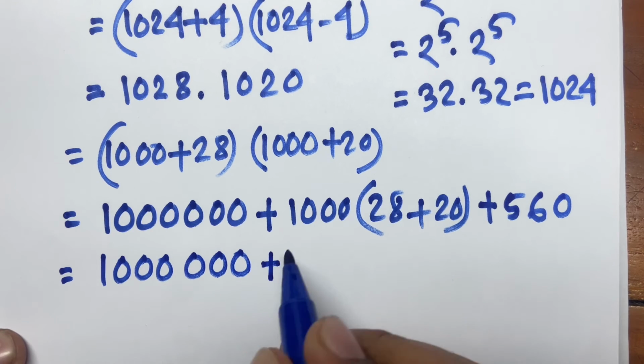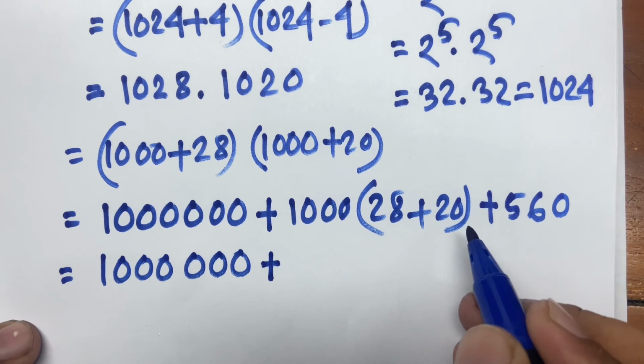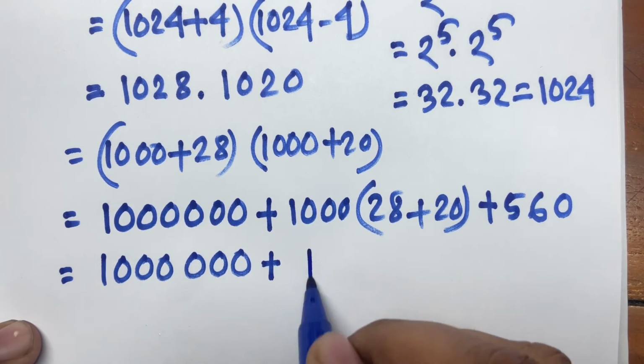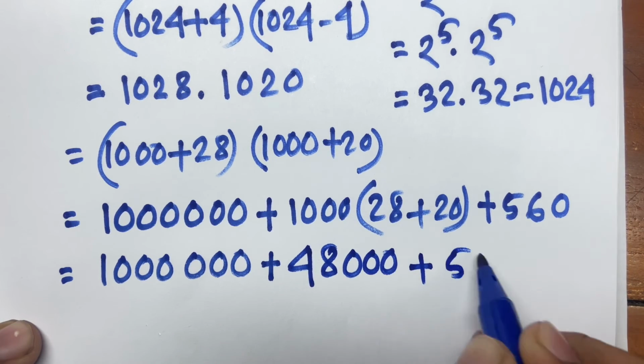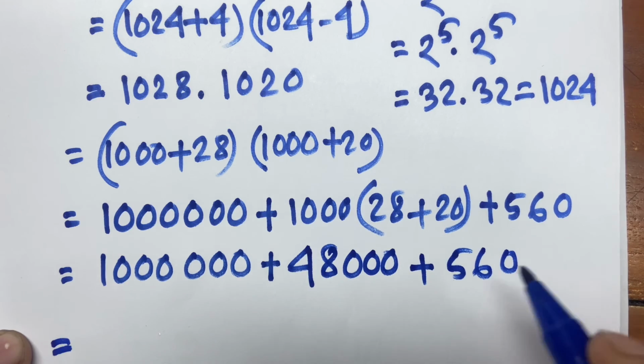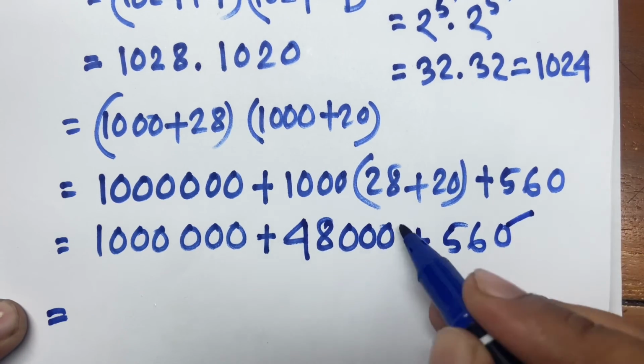Now here is 1000 times 48, 48 times 1000 equal to 48000, plus 560.